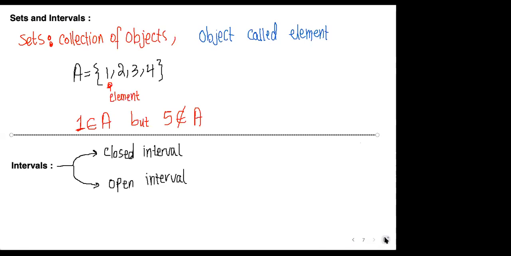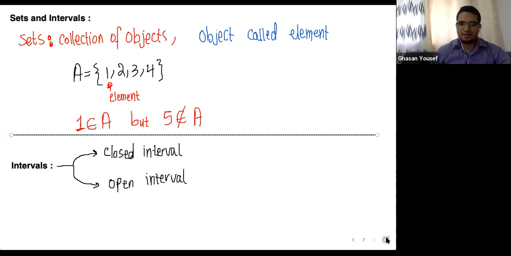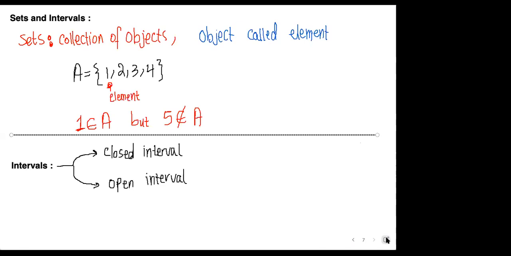I think a closed interval means including the first and second element in the set. Exactly. Open means you're not including. Right, not including. Yes, this is correct. The first and second element, this is called the endpoint.